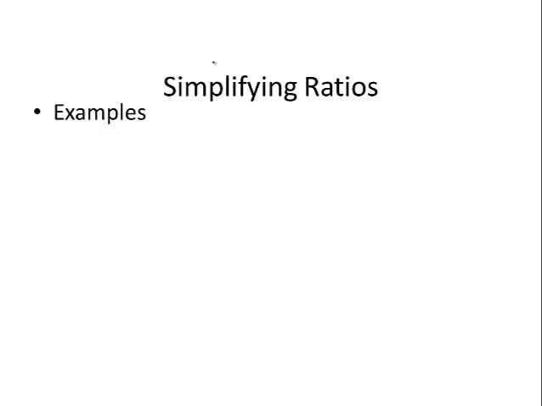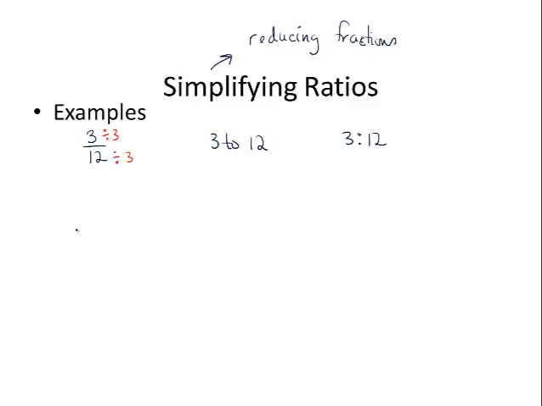Simplifying ratios, otherwise known as reducing fractions if they are written as a fraction. If I have 3/12, if it's a ratio, I can write it in 3 different ways. Now, the fraction, we're used to reducing that. We know that 3 divides by 3 and 12 divides by 3. And so we get 1/4.